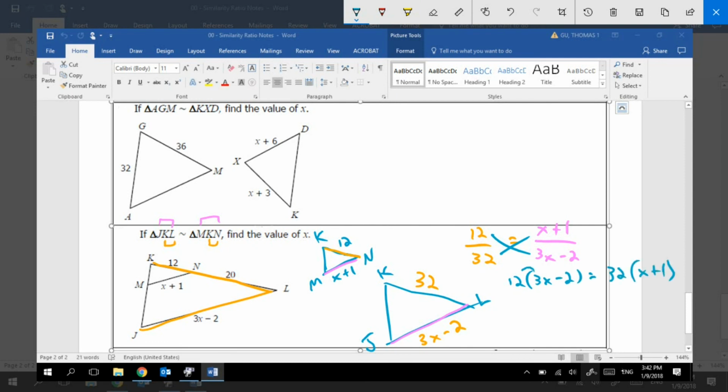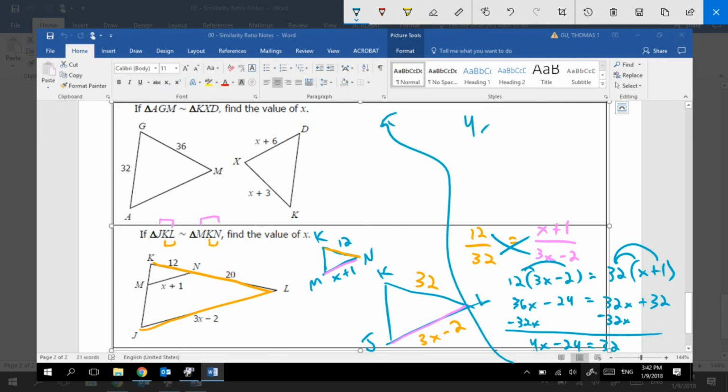So let's distribute. 12 times 3X is 36X. 12 times negative 2 is minus 24. Now that equals 32 times X, which is 32X, and 32 times positive 1 is plus 32. So we're going to subtract 32X from both sides. That gives us 4X minus 24 equals 32.